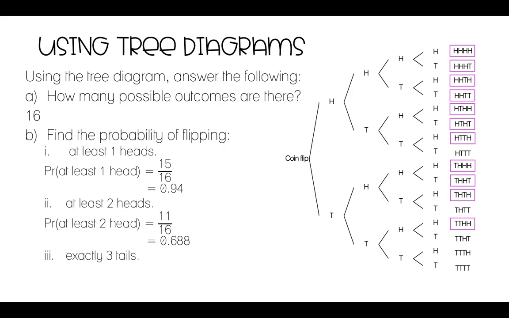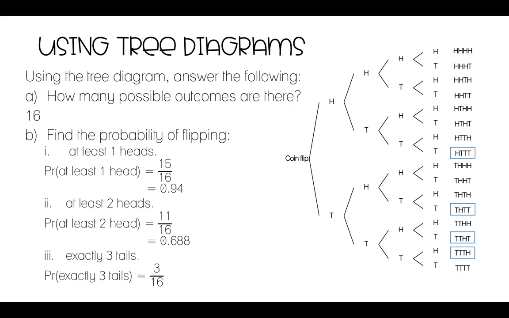Now the next and final one is getting exactly 3 heads. So if we indicate the outcomes that have exactly 3 heads, so no more than 3 and no less than 3, we have 4 possible outcomes, which gives us a probability of 4 out of 16. I did change that to 4 out of 16, but that's okay, we'll just change that quickly now. 4 out of 16 gives us a decimal or a probability of 0.25.